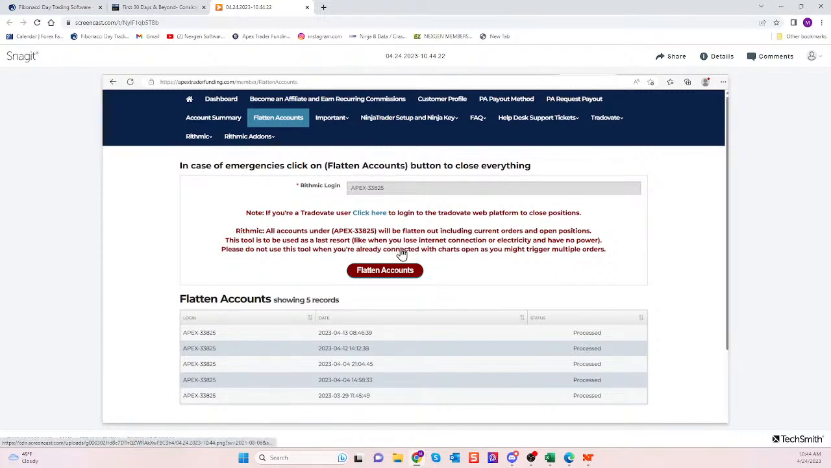And there you go, Gary. What I was referring to, being able to flatten your accounts if something happens. Thank you for that.